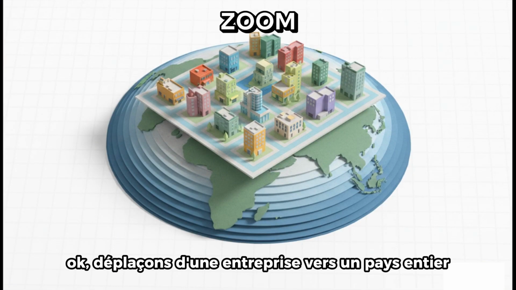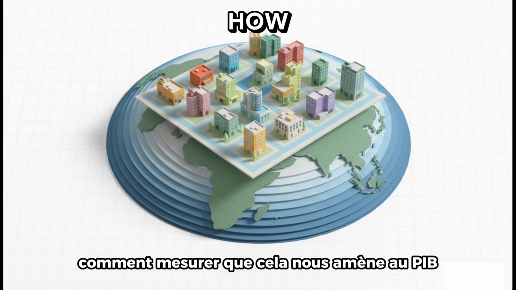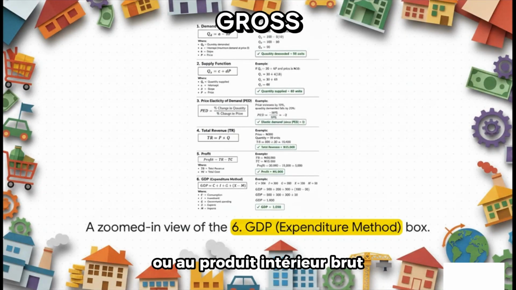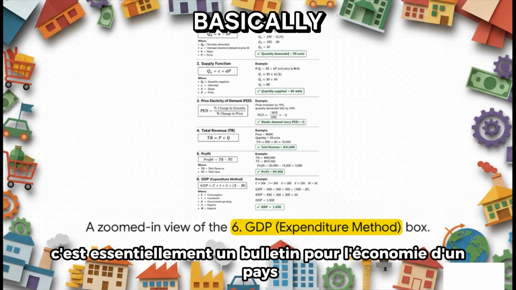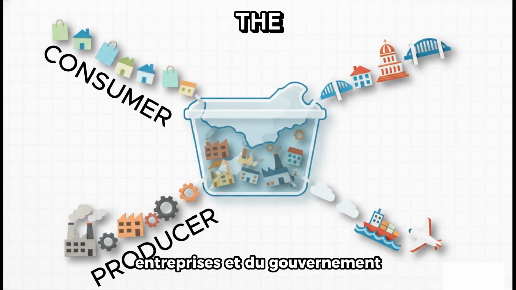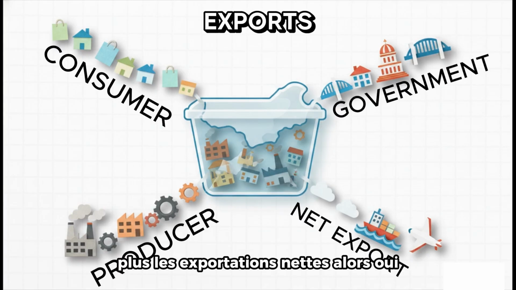Okay, let's zoom out, way out, from one business to a whole country. How do we measure that? That brings us to GDP, or Gross Domestic Product. It's basically a report card for a country's economy. It adds up all the spending from everyone: consumers, businesses, and the government, plus net exports.